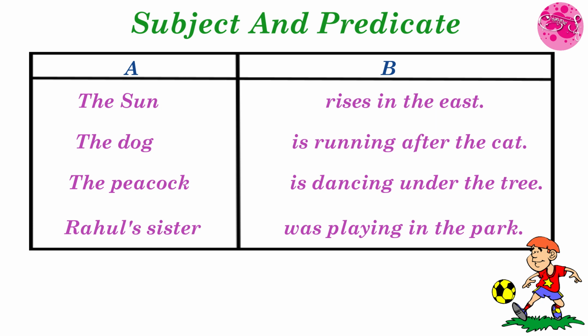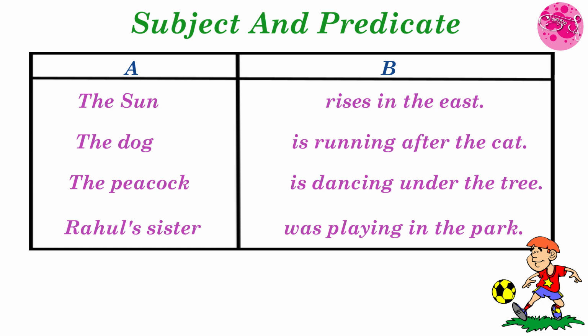Children, look at the two parts of each sentence. There are two groups of each sentence, that are A group and B group. Look at these sentences carefully. First one, the sun, and in B column it is written rises in the east. Second, the dog is running after the cat. Third, the peacock is dancing under the tree. Fourth, Rahul's sister was playing in the park.